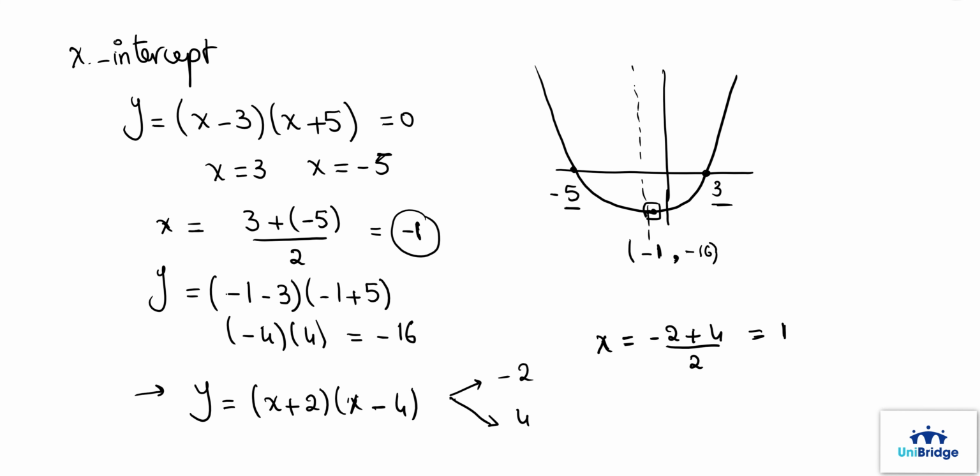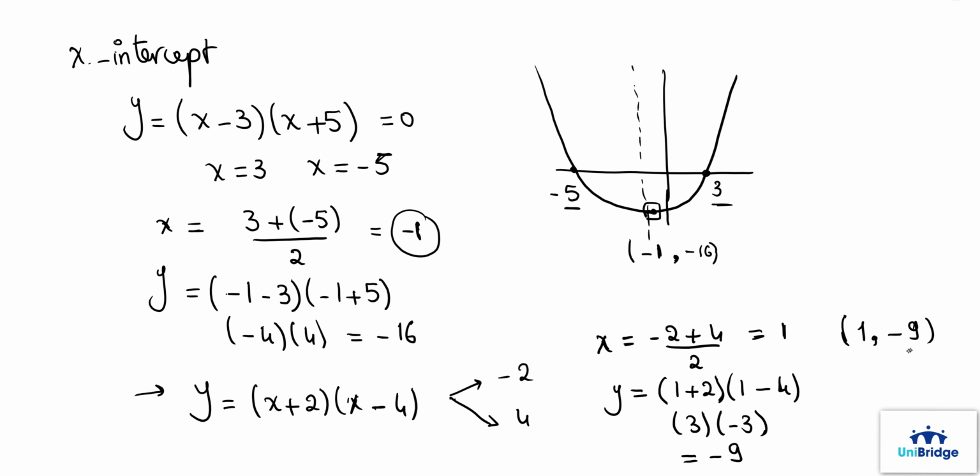If the x of the vertex is 1, you get the y by taking the 1 and plugging it into the equation. So this is 1 plus 2 times 1 minus 4. So it's going to be 3 multiplied by negative 3, which is negative 9. So you get the vertex to be 1 and negative 9.